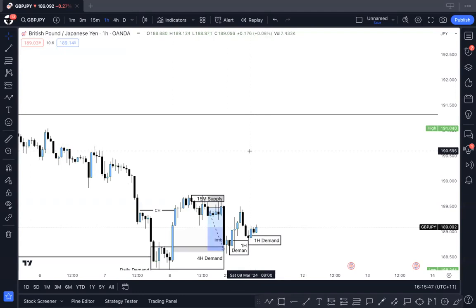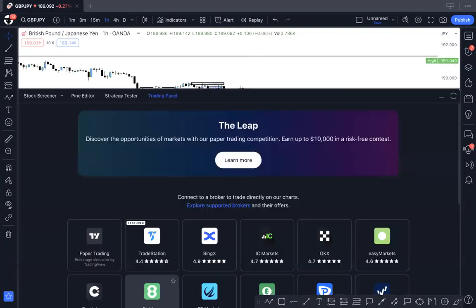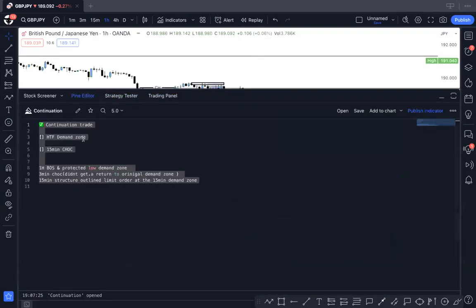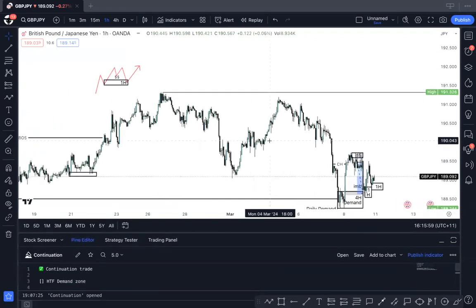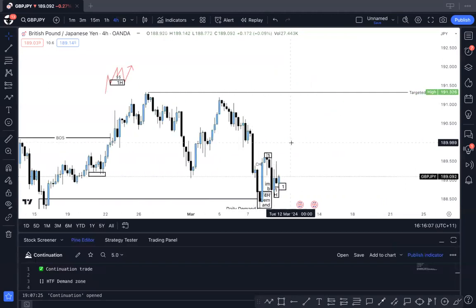Oh yeah, we're going to talk about entry models as well. Let me get it up. I was meaning to put this on. So for continuation, for higher time frame, normally we look at the 4-hour zone.